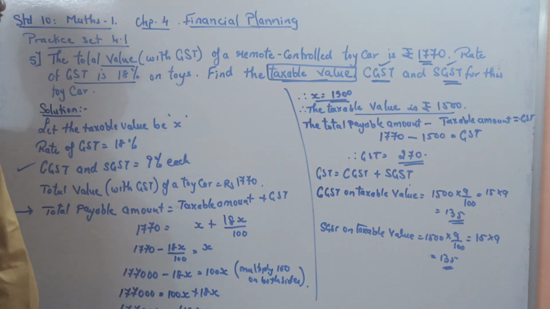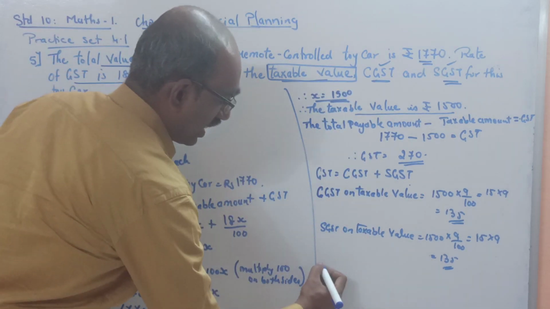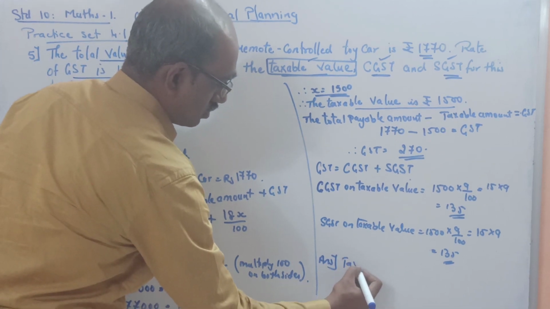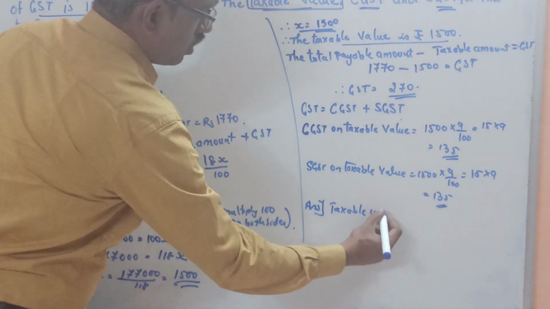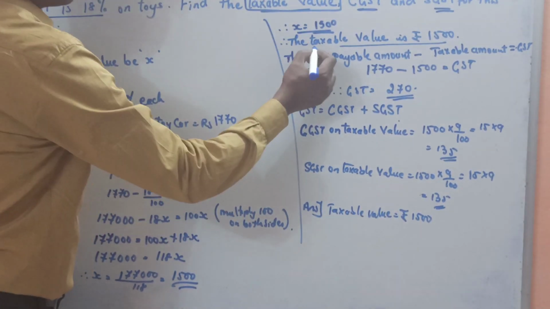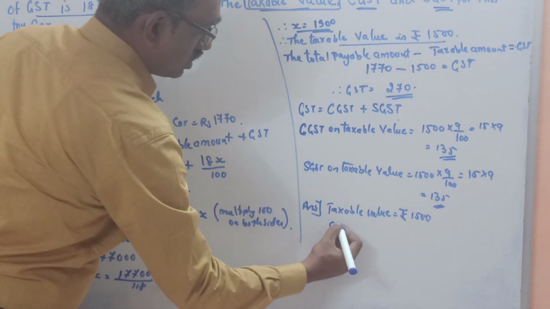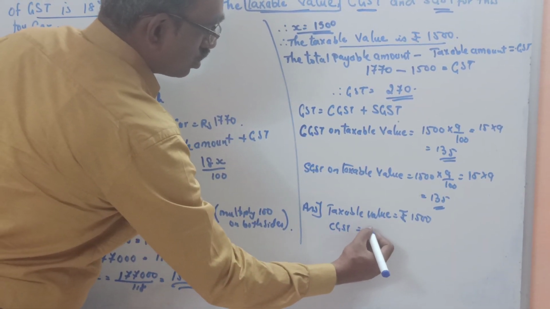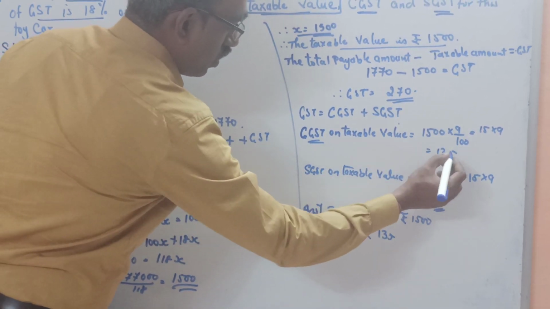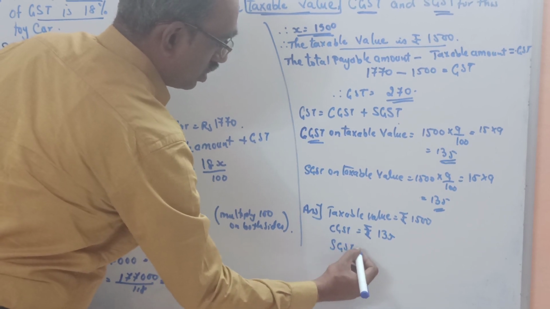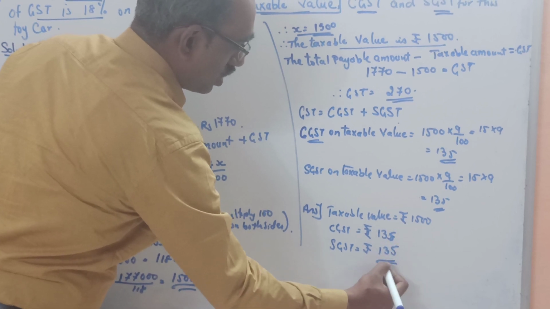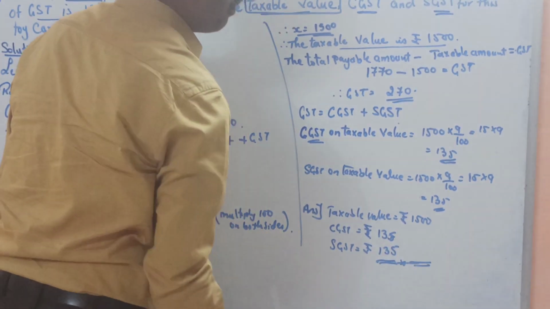Now only one thing you have to do: write the final answer. The taxable value, you can write amount also, is equal to rupees 1500. We have found out the taxable value is 1500. Central GST is rupees 135. CGST is 135 and SGST is rupees 135. In this way the complete sum gets over.